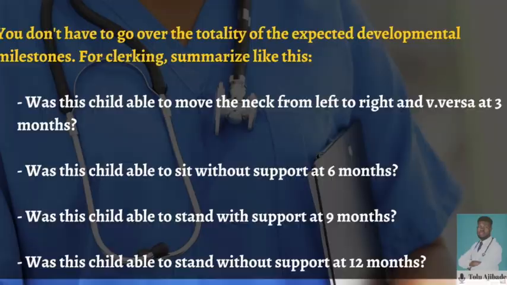And then for clerking, how do you summarize this? So basically, you could ask the 3 months, 6 months, 9 months, 12 months milestone questions, okay? How do you ask this? Was the child able to move the leg from left to right at 3 months? Was the child able to sit without support at 6 months? Was the child able to stand with support, not without, with support at 9 months? And was the child able to stand without support at 12 months? Those four questions have answered the developmental milestone question for you. So BIND is done. Pediatrics past medical history is done. You get me?